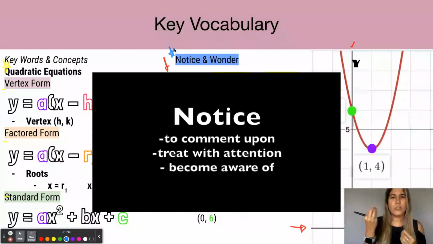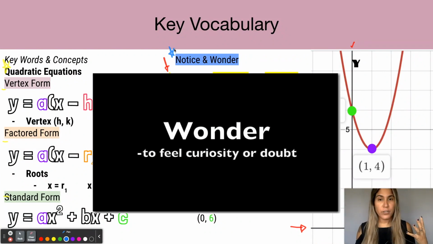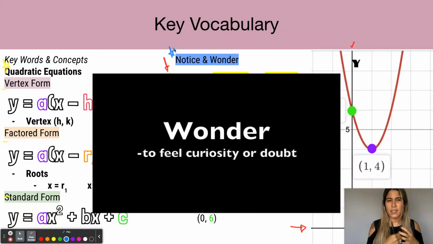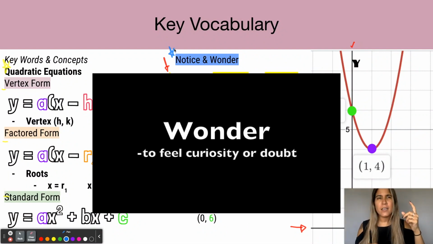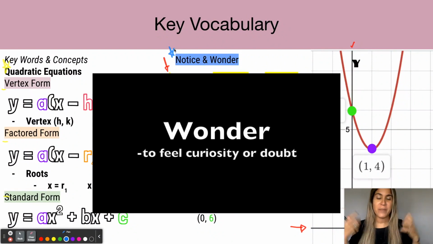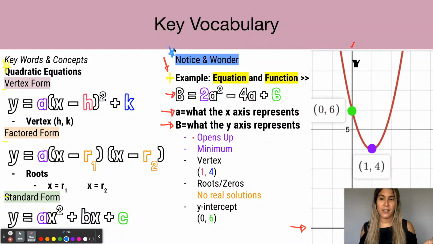So what do you notice? What things do you see? To wonder is to feel curiosity or to be doubtful. If you're not sure of something and you're thinking, but why is that? That is you doubting in a good way, because you are wondering what else you need to know about this topic. So keep those two words in mind for today's lesson. Those are going to be key vocab words for this lesson. So let's move forward.